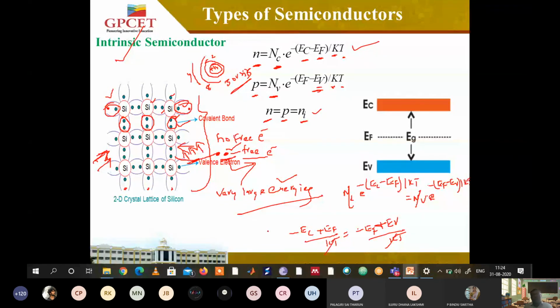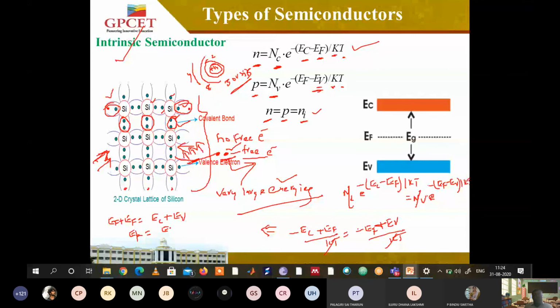From this equation you get an equation like this. Bring Ef to one side: Ef plus Ef is equal to, taking Ec to the right side, Ec plus Ev. So what is Ef plus Ef? 2Ef. So I can write Ef is equal to Ec plus Ev divided by 2.